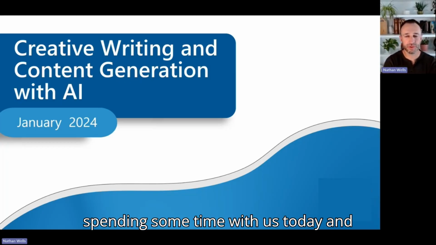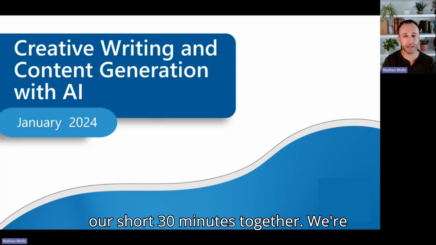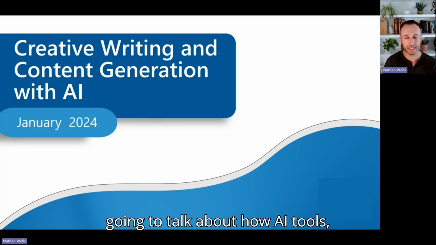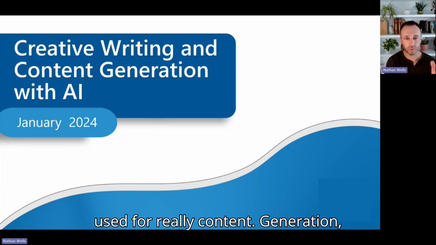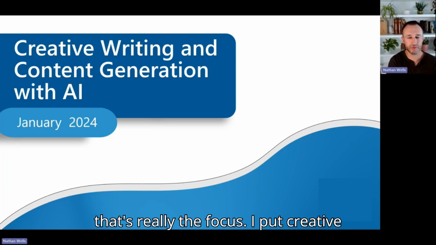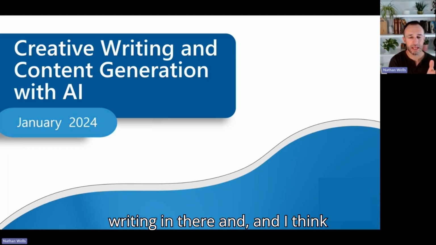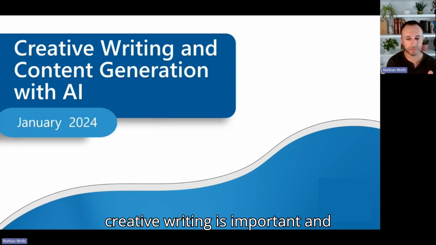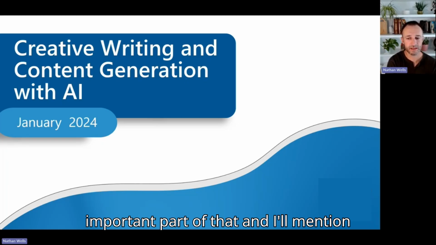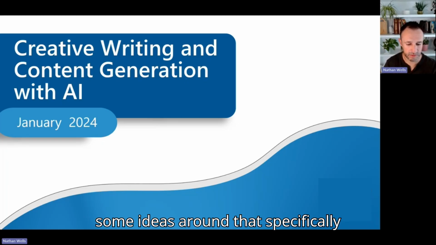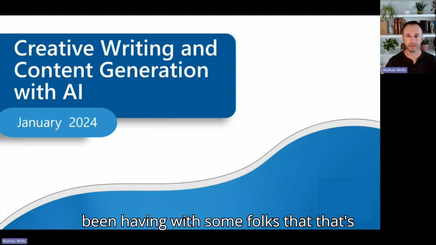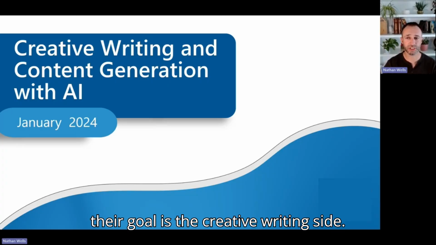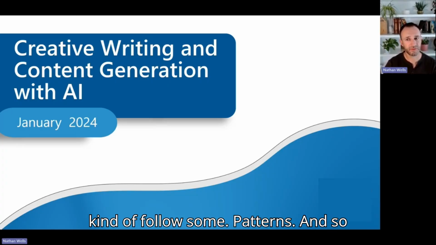In our short 30 minutes together, we're going to talk about how AI tools, specifically large language models, can be used for content generation. That's really the focus. I put creative writing in there, and I think creative writing is an important part of that, and I'll mention some ideas around that, specifically because of some of the conversations I've been having with some folks, that's their goal is the creative writing side. But content generation in general can follow some patterns, and so that's what we're going to look at.